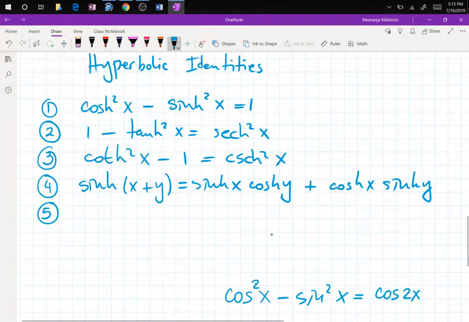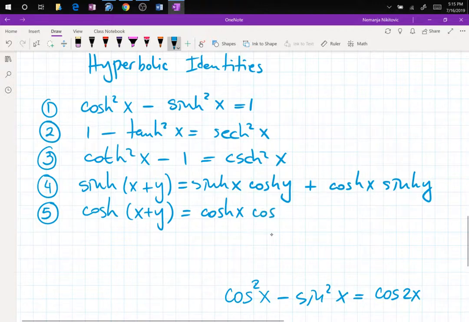Number 5, here we go again. Cosine hyperbolic of x plus y is cosine hyperbolic x, cosine hyperbolic y, plus, at which point you can rage, sine hyperbolic x, sine hyperbolic y. That sign is minus for trig, right there.